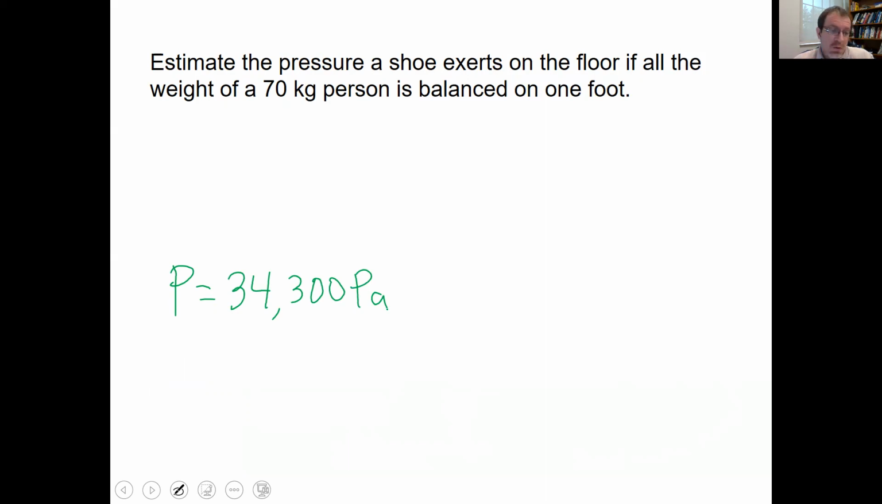That's great. Now we can ask ourselves the question, well, is that a lot of pressure? And I don't really know. I don't know what that number means. I don't know if that's a big number or a small number. I just don't have a sense for it. So let's try and give ourselves a little bit of an idea of how large that number is.